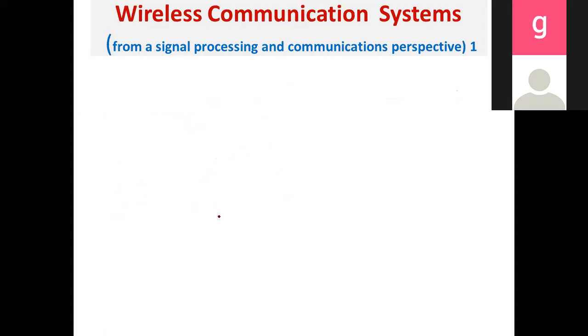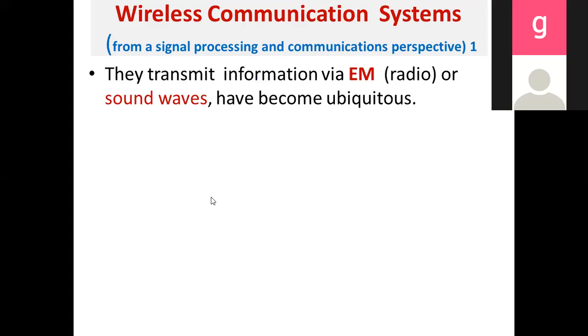Okay, from here onwards, a few more slides are there. From a signal processing and communication perspective, how can a wireless communication system be analyzed? The purpose of any wireless communication is to transmit information using an electromagnetic wave, radio wave, or sound or acoustic waves. Wireless communication has become everywhere in the world.